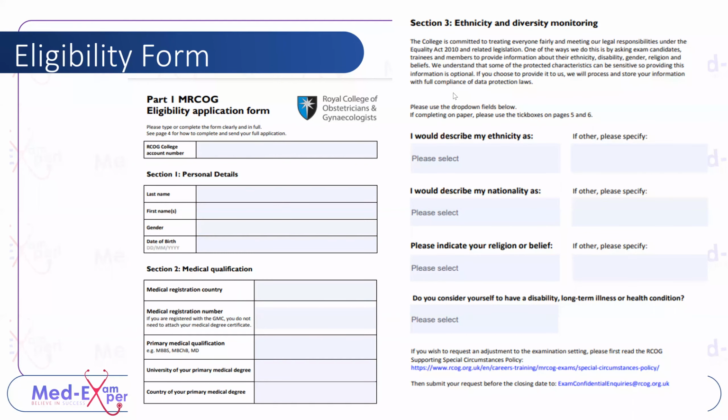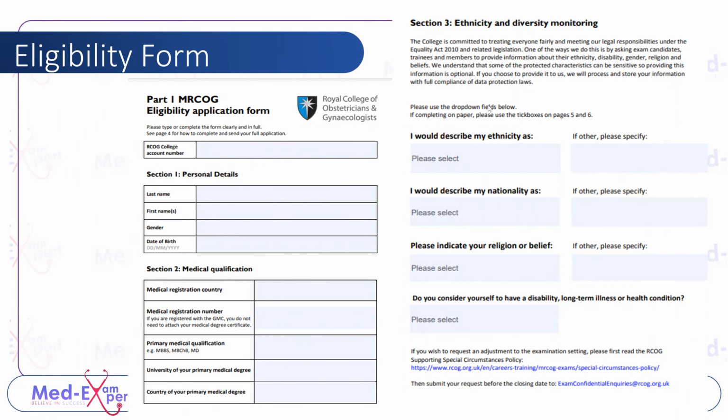Yes, if you have any queries, feel free to ask. Any one of you, while I'm describing, if you have any queries, always feel free to ask. This is basically to help you with how to apply, what the eligibility form is, and to explain what this part one is.